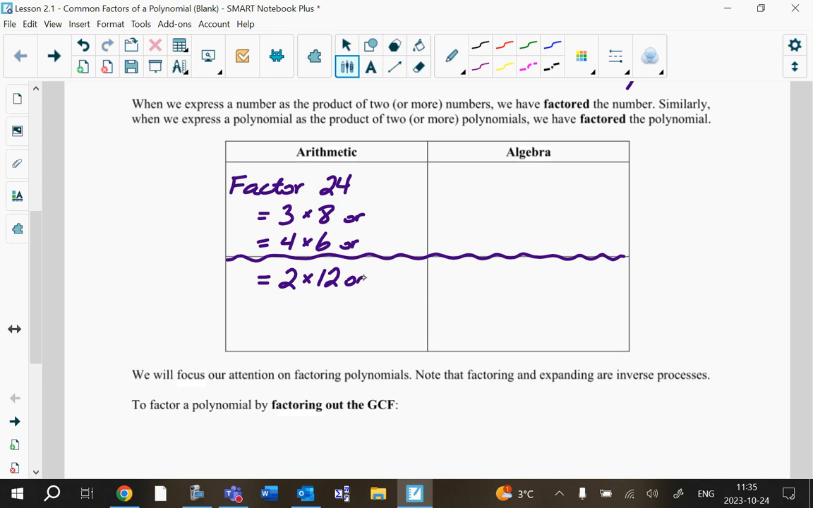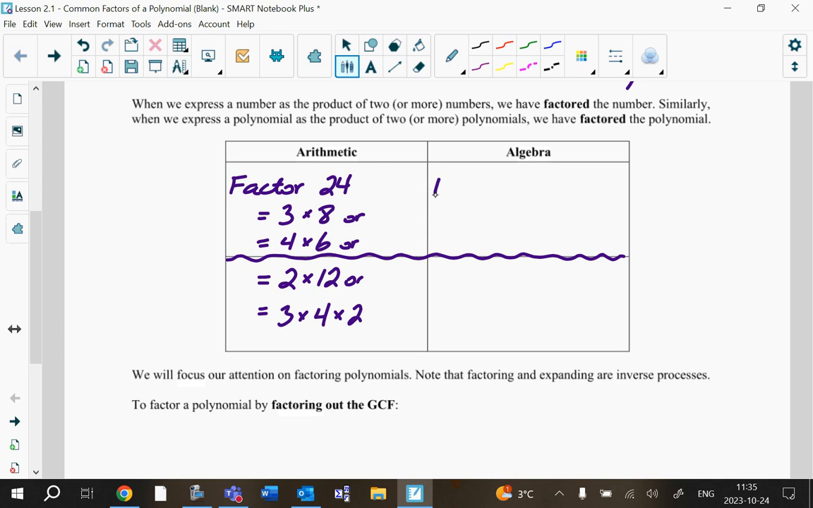3 times 4 times 2. Okay. And there's more. I mean, I could have asked you for, give me 4 numbers that multiply. So that's what we do when we factor something. If we factor a number, we break it up into 1 or more numbers that multiply to get that number.